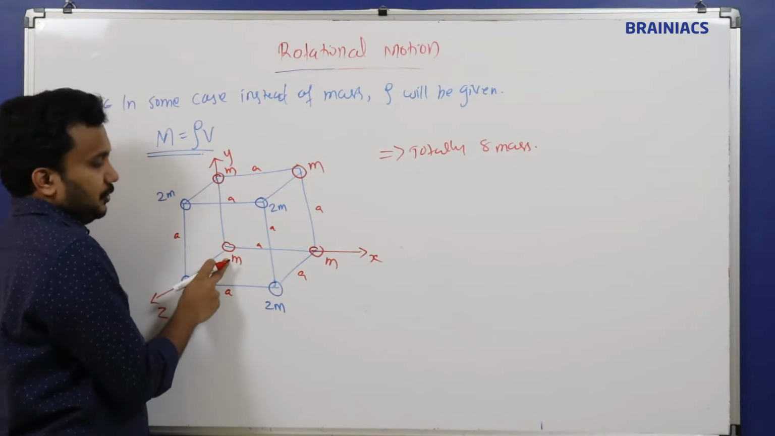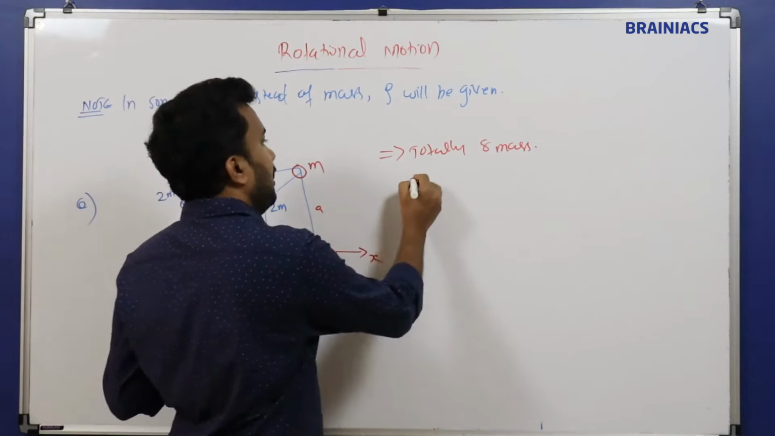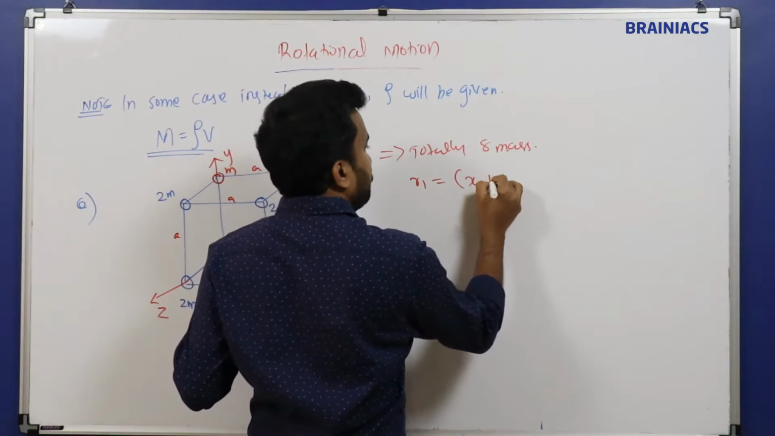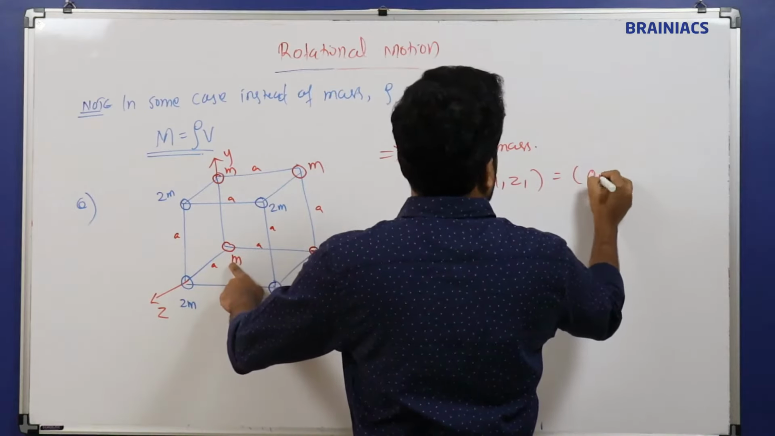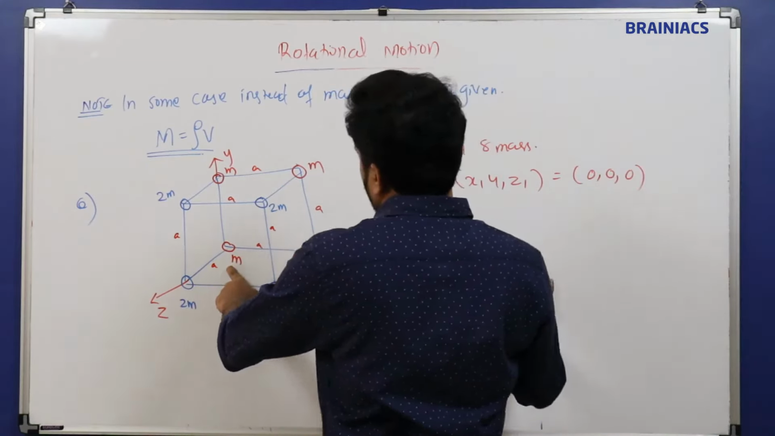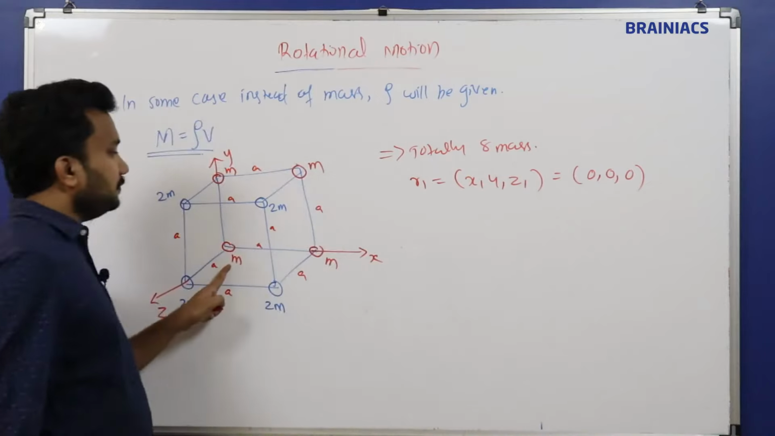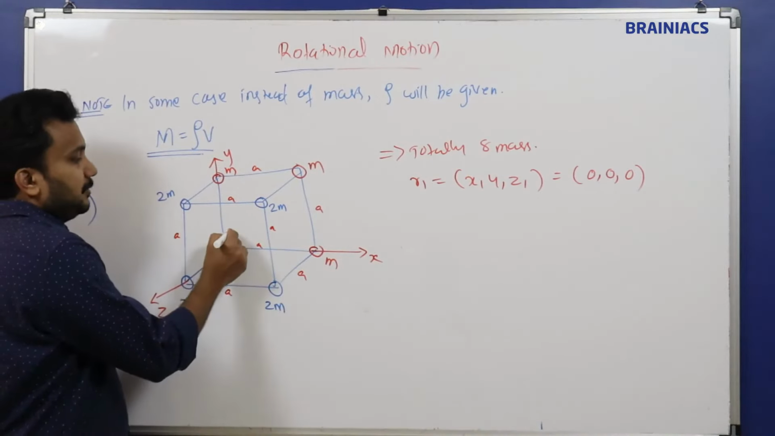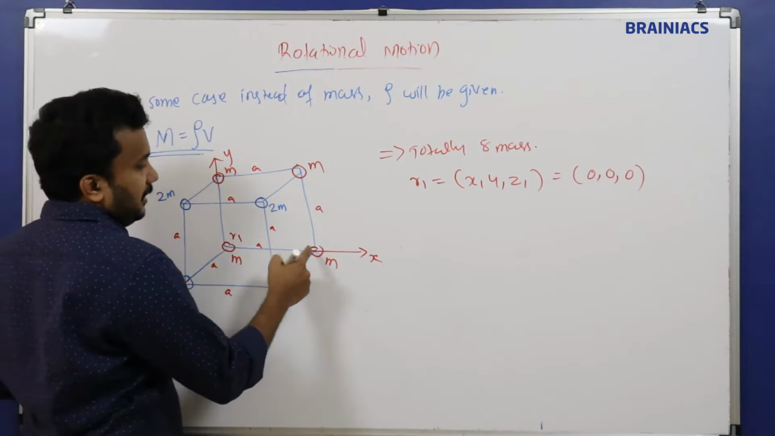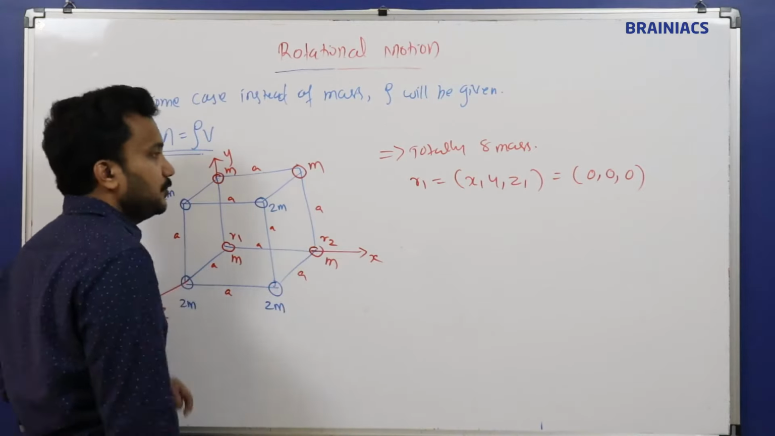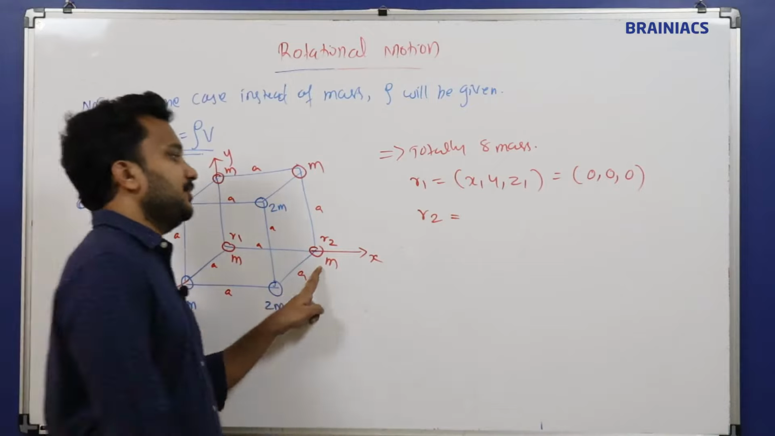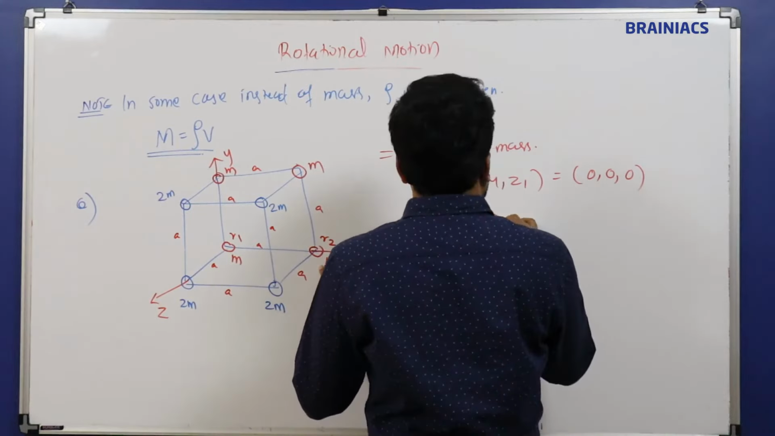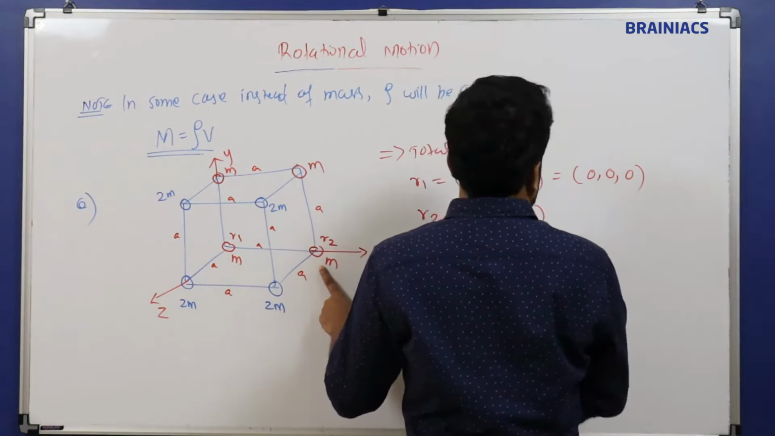Now the position coordinate of the first body, R1, means x1, y1, z1, because it's a 3-dimensional structure. x1 is 0, y1 is 0, z1 is 0. So for this body let me take it as R1. The second body is R2. What is the position coordinate of this one? It is on the x-axis, so A comma y is 0, z is 0.